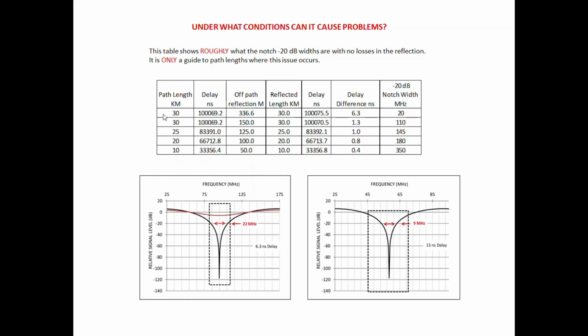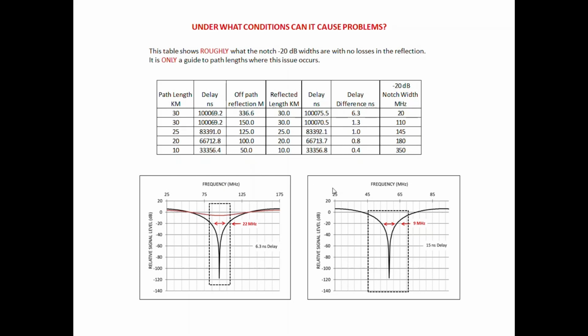But essentially for the 30-kilometer link with a reflection at 337 meters off the path, we end up getting this delay difference of 6.3, and the notch with a 20 dB depth as it goes down is 20 megahertz wide. Now, I have other cases here. I ran a number of cases just to get a handle on some numbers, and for varying, reduced path lengths, you can see that the delay difference gets smaller and smaller very quickly, and as a result, the notch width gets wider and wider. This is just basically calculating from the geometry of the path.